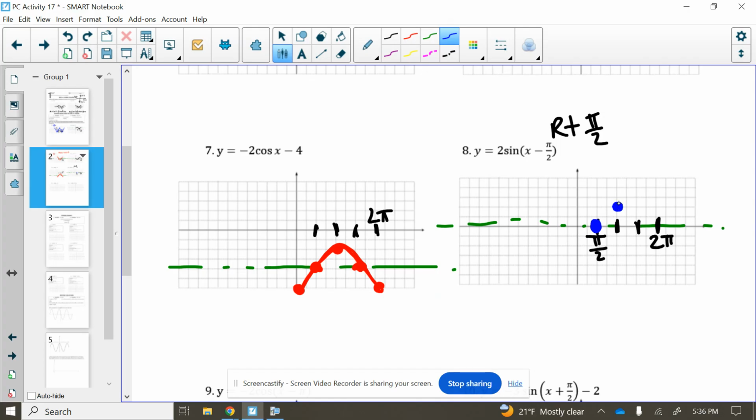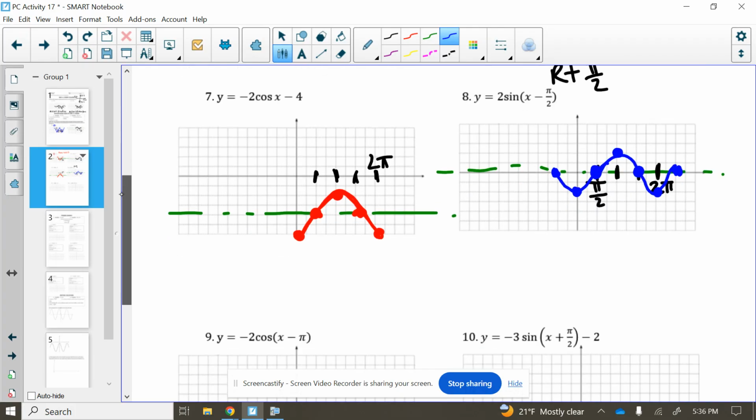go up the 2 units to the max point, back to the midline, down, and then we're going to have to extend our graph out to see 1 full cycle to the right, since we shifted that graph to the right. Or you could have kept the pattern going to the left, obviously. Could have also worked to show at least 1 full cycle.